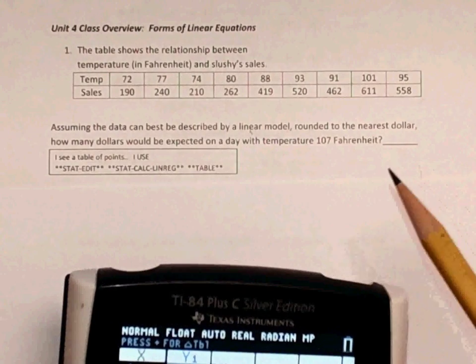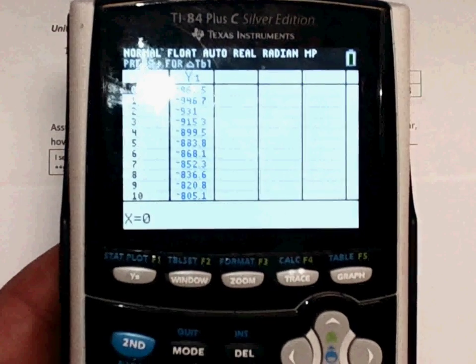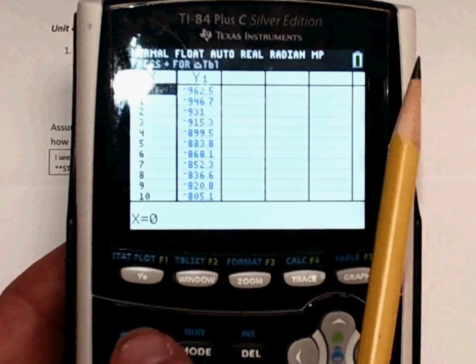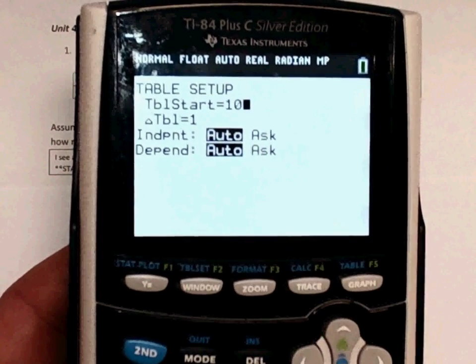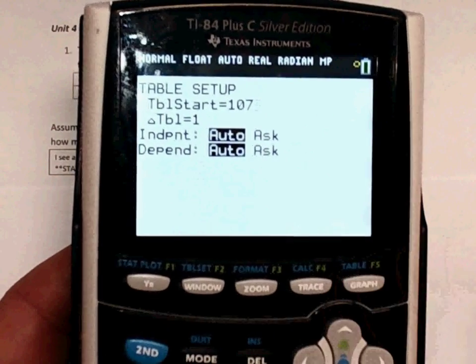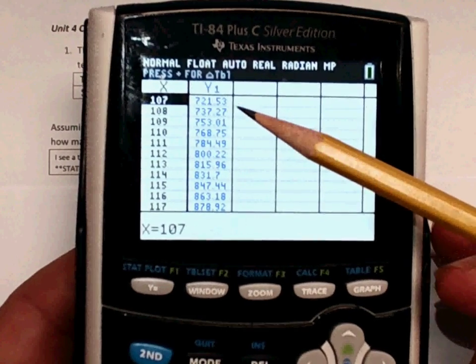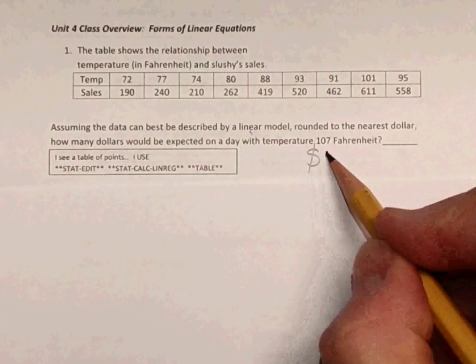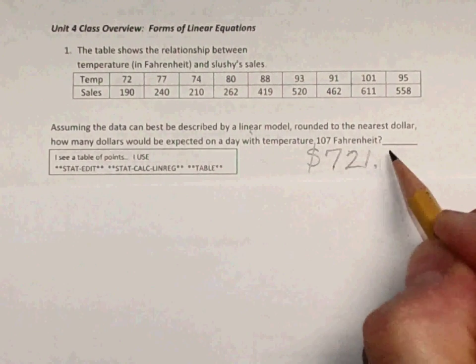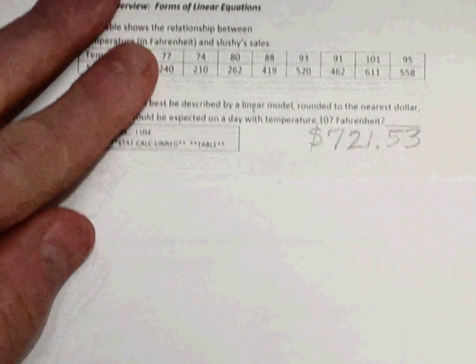Now, I need to be at 105. Right now I'm at 0. I don't feel like scrolling, so I'm going to go to my second window and tell it to start at, I don't know, 105 maybe. And I hit that and oh, there's the answer, about $721. $721 and some change, 53 cents to be exact. Next question.